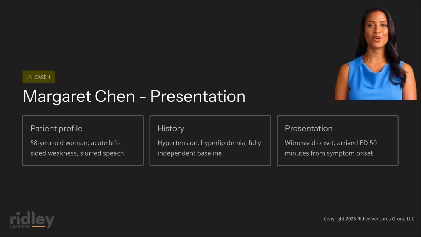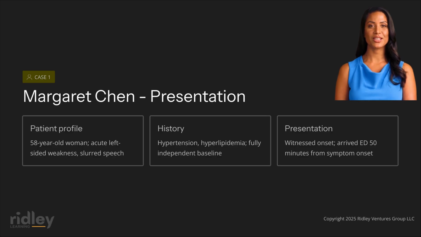Our first case study involves an acute ischemic stroke with successful recanalization. The patient is Margaret Chen, a 58-year-old right-handed woman who presents with acute onset left-sided weakness and slurred speech. The onset was witnessed at 9:15 a.m. while she was teaching her high school mathematics class, and she arrived at the emergency department at 10:05 a.m., which was 50 minutes from symptom onset.